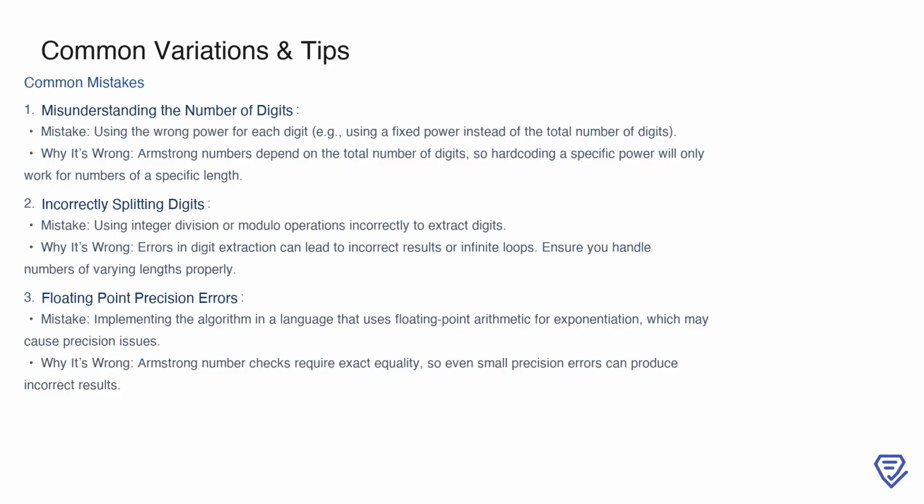Precision errors are another challenge, particularly when exponentiation is performed in a language that relies on floating-point arithmetic. Armstrong number checks require exact equality, and even a tiny precision mismatch can cause the algorithm to fail. Always ensure your implementation handles these cases properly to avoid incorrect results.